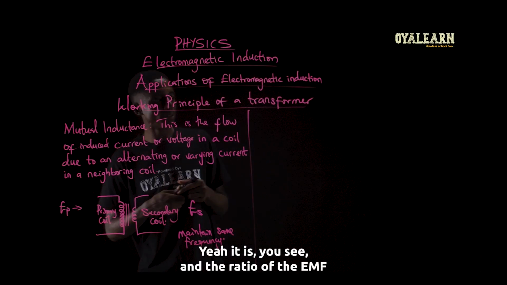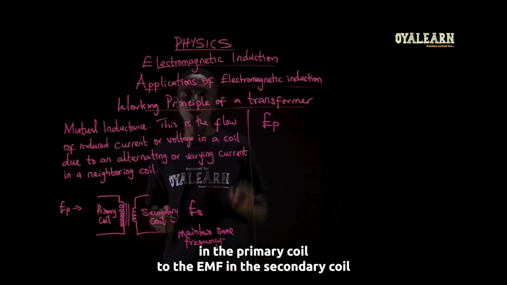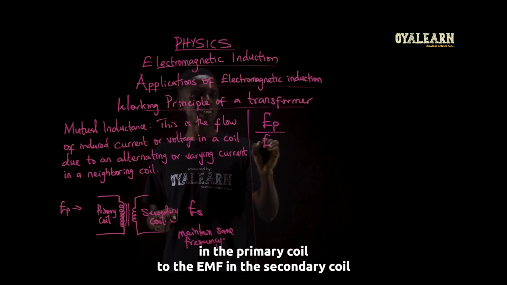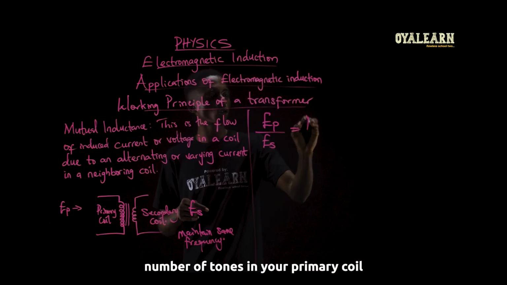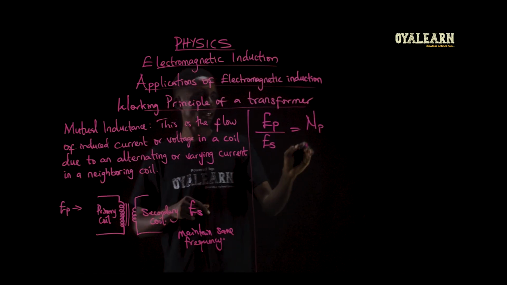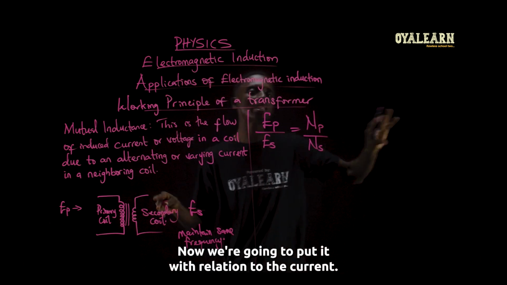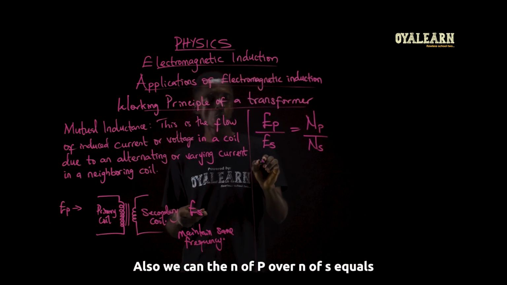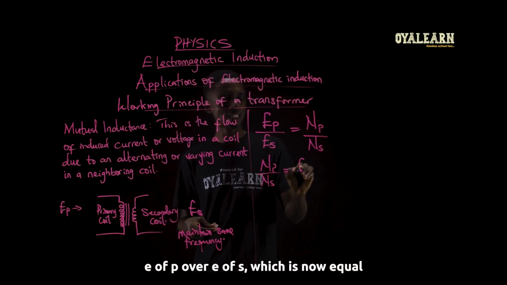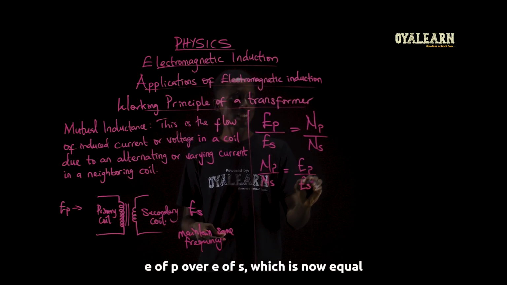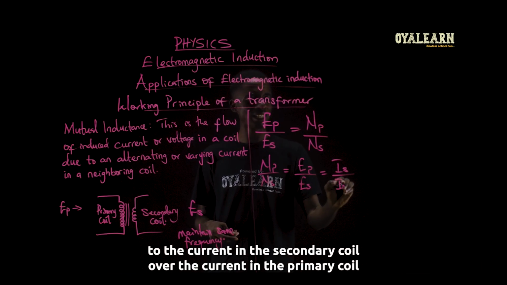Here it is. You see, the ratio of the EMF in the primary coil to the EMF in the secondary coil relates with the ratio of the number of turns in your primary coil and the number of turns in your secondary coil. Now if we're going to put it in relation to the current also, we can then say N_P over N_S equals E_P over E_S, which is now equal to the current in the secondary coil over the current in the primary coil.